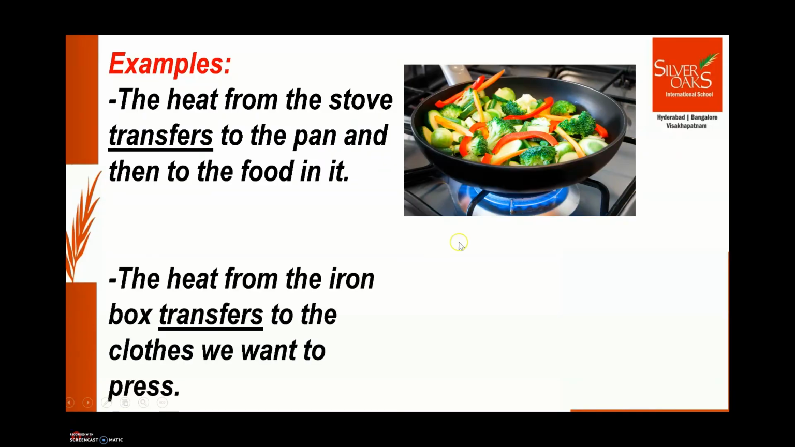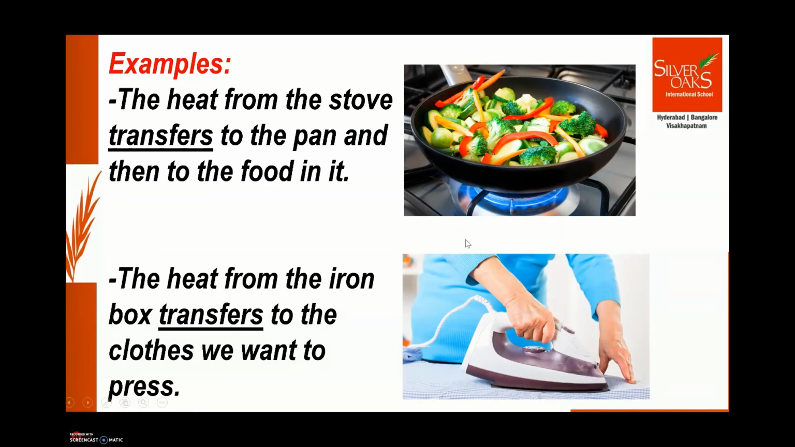Similarly, when an iron box is turned on, it becomes hot, right? The heat from the iron box transfers to the clothes we want to press, which can remove wrinkles or creases from our clothes, right? And if you have ever touched clothes immediately after ironing, you might have observed that the clothes are hot, right? So, the heat from the iron box has transferred to the clothes that were ironed. Yes? So, heat can transfer from one object to another object.